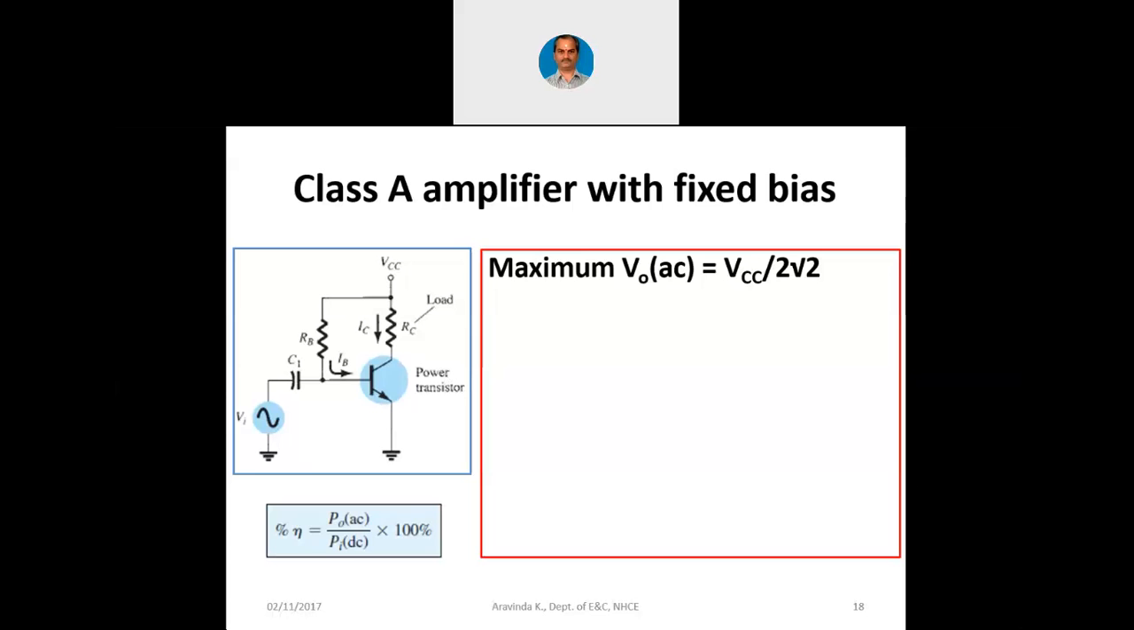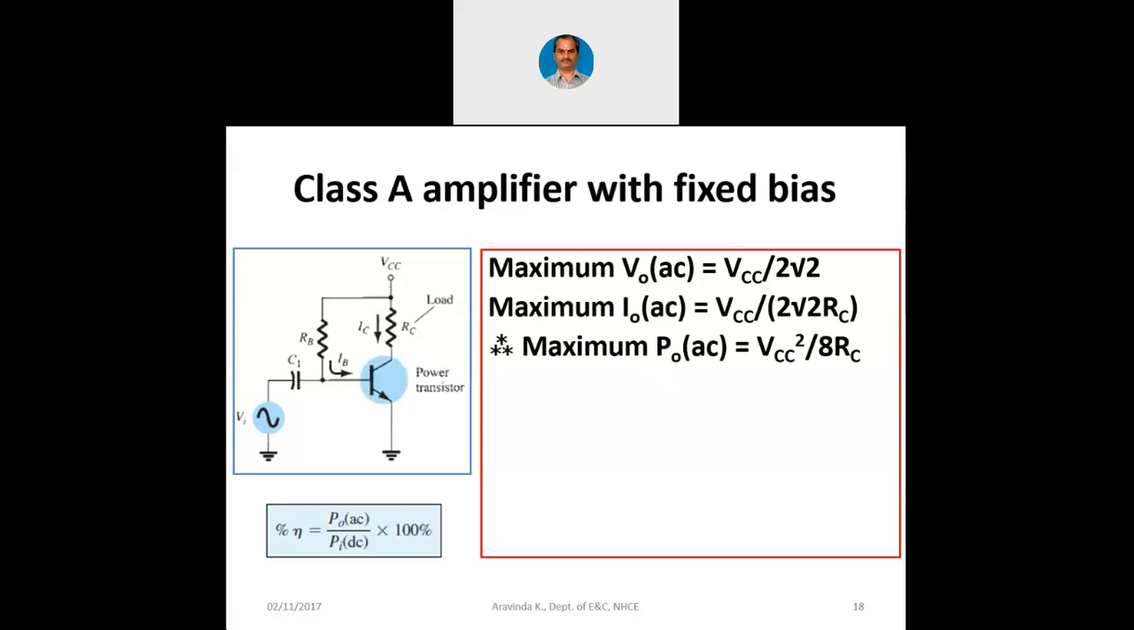One peak is VCC by 2. One peak divided by root 2 is VRMS. So we will have to always calculate power in RMS, voltage also in RMS now, because we are dealing with power amplifiers. So maximum V0 in terms of AC is VCC by 2 root 2. Maximum I0 AC is now VCC by 2 root 2 into RC, right? There is this RC here. So the maximum AC current is the maximum AC voltage divided by the resistor at the collector. So VCC by 2 root 2 into RC.